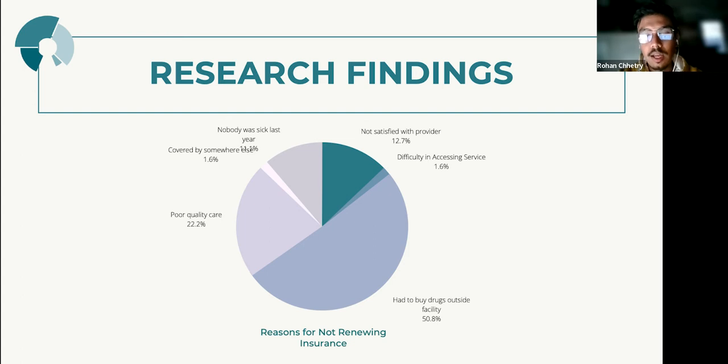Our research findings on the reasons for not renewing are shown in the pie chart. People had to buy drugs which they required outside of facilities, which takes up 50% of the chart, and poor quality takes up 22.2%. Some people didn't have anyone sick, so they dropped out, which has 11.1%. Some people were not satisfied with the services provided, which includes 12.7%. Some changed their insurance policy, 1.6%, and difficulty in accessing services, 1.6%.